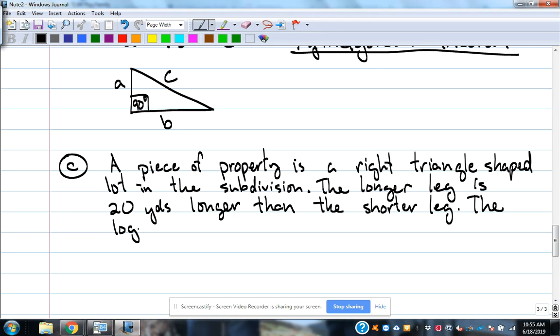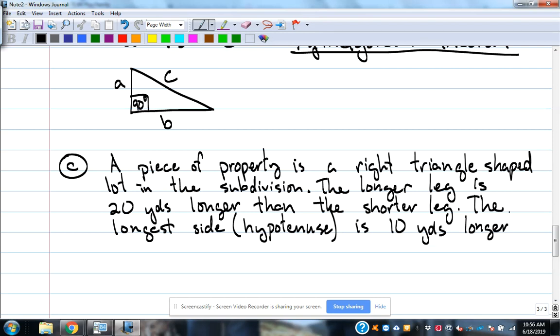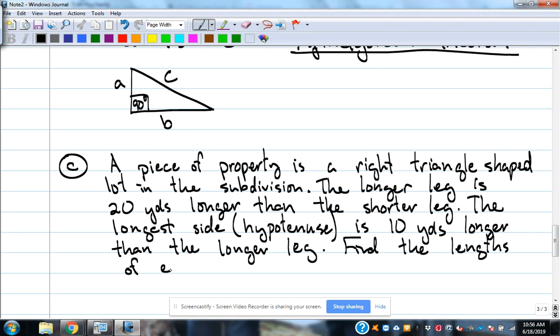The longest side, and in parentheses I'll write hypotenuse, is 10 yards longer than the longer side. Longer leg. Let's use leg. That's what I used earlier. Find the lengths of each side.